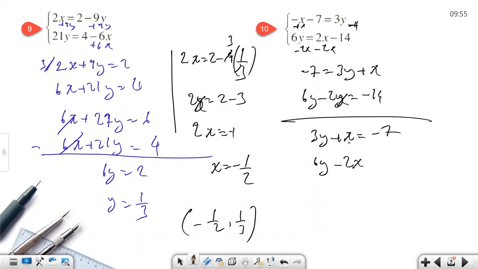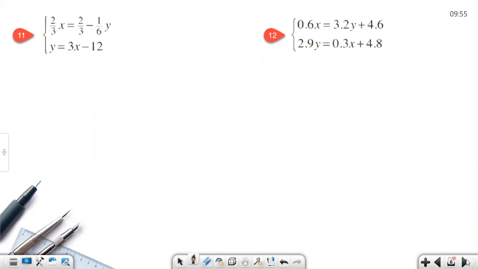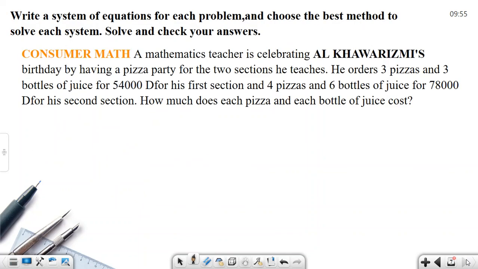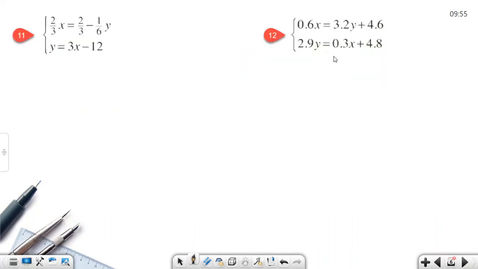6y minus 2x. That's plus, not 4. 6y minus 2x equals minus 14. After that, you can enlarge the first one by 2 and solve the equation. I'm not going to solve that; you can try on your own. There are some examples with fractions and decimals. I think that will be the end of the video.